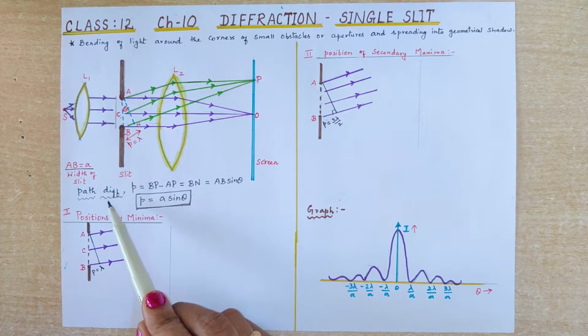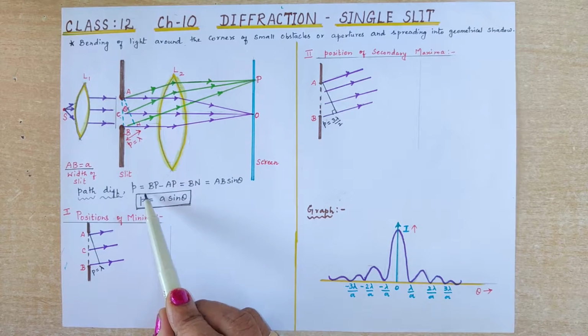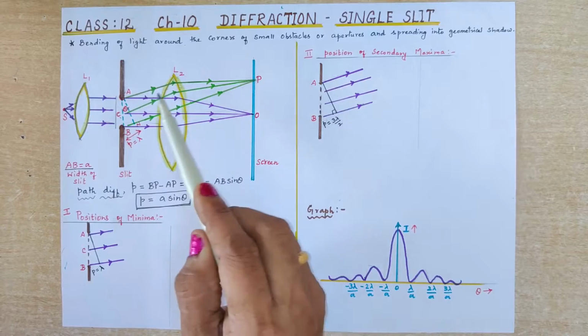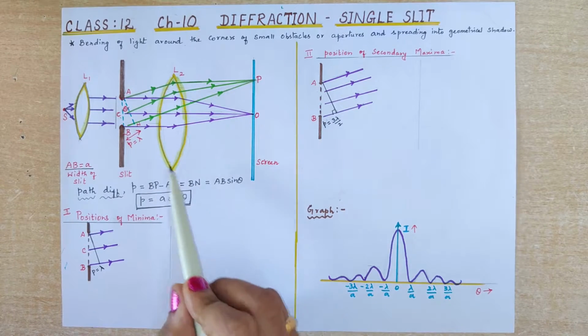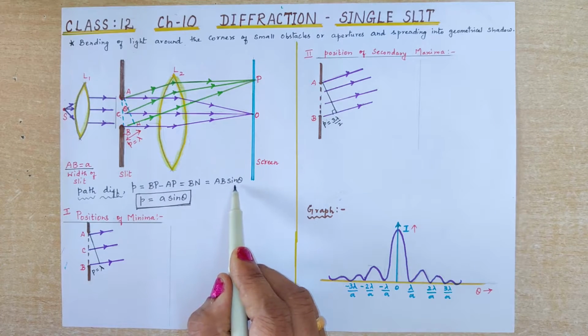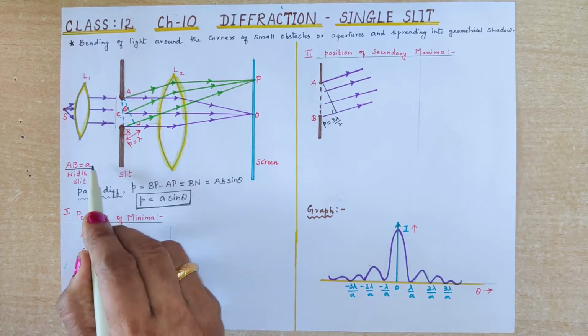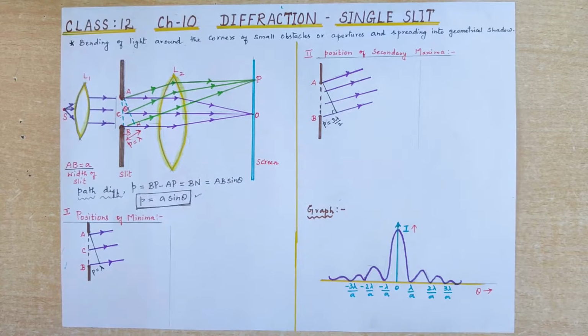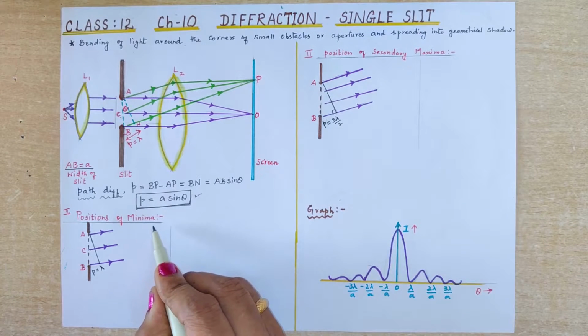So here we have written the path difference p equal to BP minus AP, that is equal to BN, the small difference in path, that is equal to AB sin theta, where AB already is equal to a, therefore it is a sin theta. Now we have to find out the positions of minima.